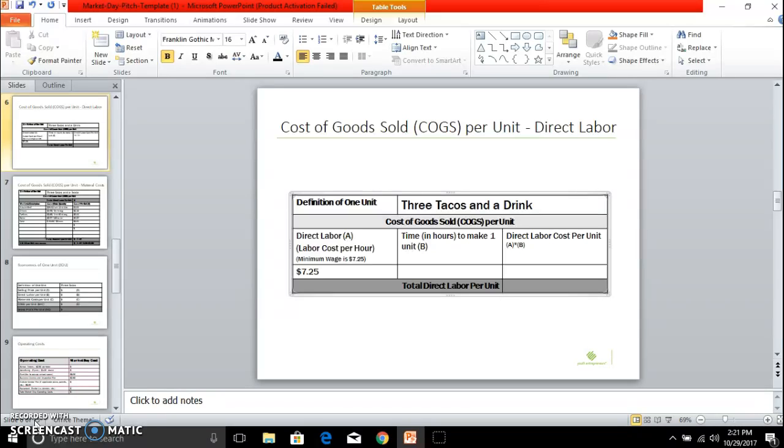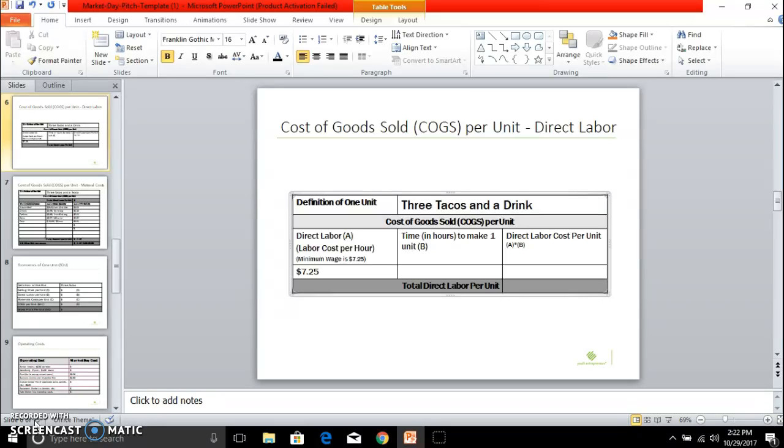So the first part of the video we're going to go over is direct labor. So how do we figure out the cost of goods sold per unit for direct labor? And so we're going to calculate labor cost per hour. Minimum wage is $7.25, so we don't have to change that at all. Now, some are going to take longer than others. So generally speaking, we're not so much talking about prep here, but we're talking more about your serving time. So how long does it take to assemble and serve your 1 unit of whatever you're serving?